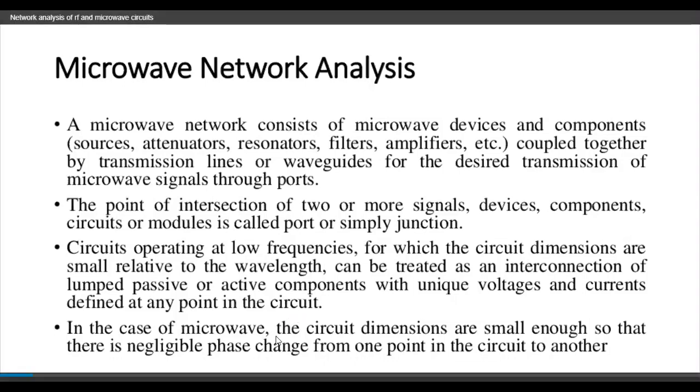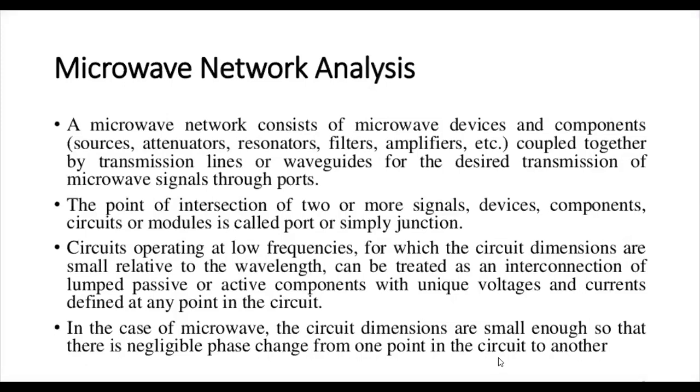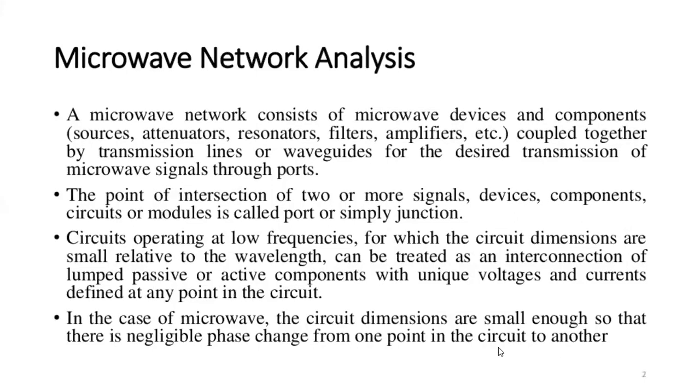So in case of microwave frequencies, the circuit dimensions are small enough so that there is negligible phase change from one point to another, or the length of the defined circuit will be comparable to or much larger than the wavelength. Next, you have to define a two-port network now. When you define a two-port network here, you will have to find out the relationship between Z, Y, H and ABCD parameters.